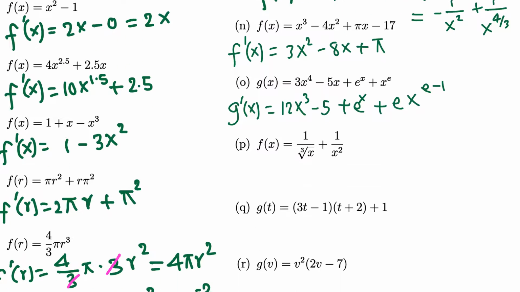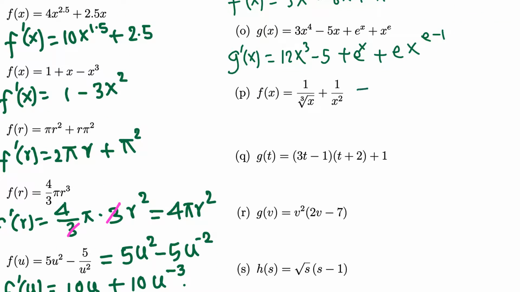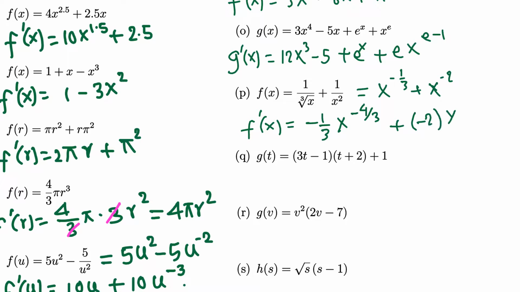Okay, so next, we got fractions, so we need to get rid of these fractions. Cube root of x is x raised to 1/3. On the bottom, move up, x raised to negative 1/3, similarly x raised to negative 2. Now we can apply the power rule in each term. x^n gives n x^(n-1): negative 1/3 minus 1, negative 4/3, plus x^n gives n x^(n-1): negative 2 minus 1, negative 3. I don't have to simplify.